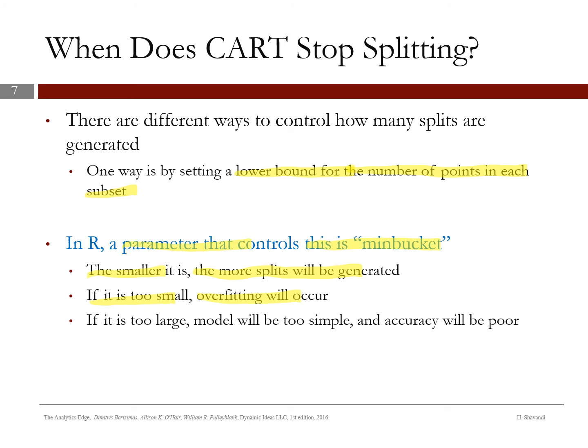I mean, if it's too small, then we will have super pure homogeneous buckets, so it will be an overfitted method. Okay, and if it's too large, the model will be too simple and accuracy will be poor. So as you see here, we need to somehow obtain the optimal level for minbucket in order to have better splits.